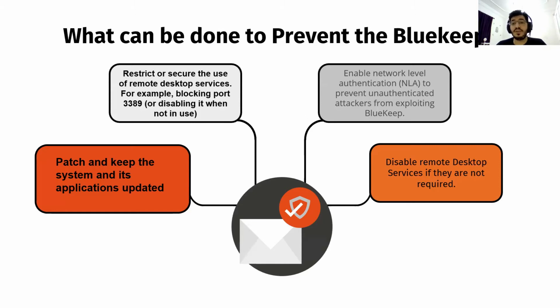Enable network level authentication to prevent unauthenticated attackers from exploiting Bluekeep. Actually, network level authentication requires credentials that an attacker must submit in order to exploit Bluekeep or even to gain access to the system. And disable remote desktop services if they are not required. It is a best practice to always disable some services even without the Bluekeep threat.